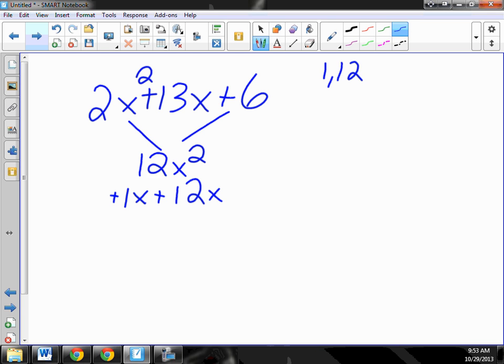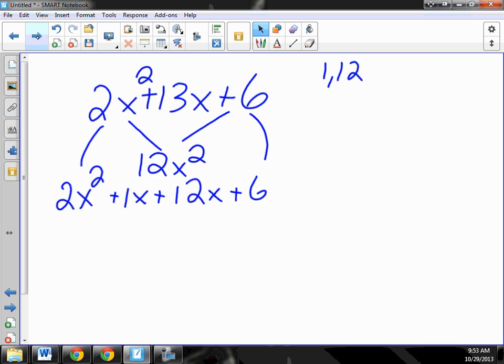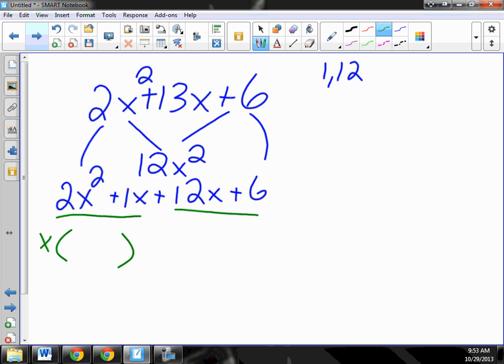Now I bring down the 6 and I bring down the 2x squared. Bring those down. And then I group. So I look at my first group and my second group. What does my first group share? An x. So x times, if I get rid of one of the x's in each term, what's left? 2x plus 1. Now, when I factor the second set, I should get 2x plus 1. If I don't get 2x plus 1, then I made a mistake.